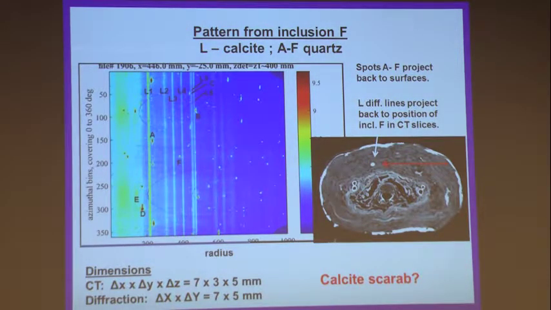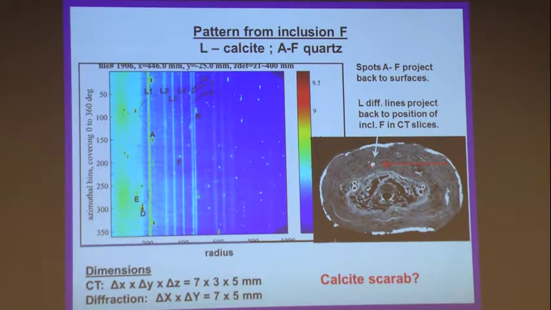So if we now first consider inclusion F, which is near the abdomen in this position, we see we have a bunch of continuous lines. In fact, these lines L are from calcite, and these are the first reflections from calcite. They index quite nicely. And the spots A through F, individual spots, are from quartz grains, which is a major constituent of soil, and they all trace back to the outside of the sample.